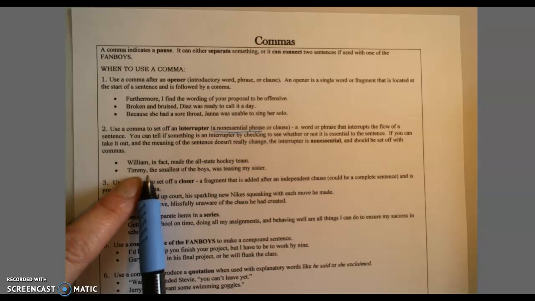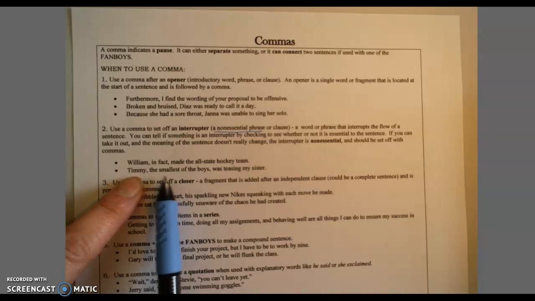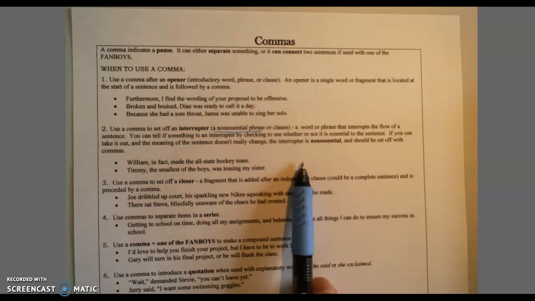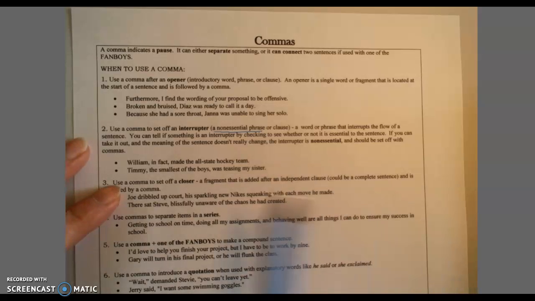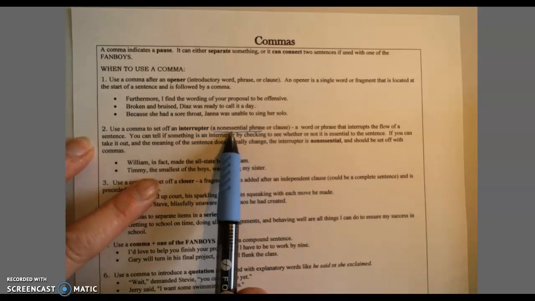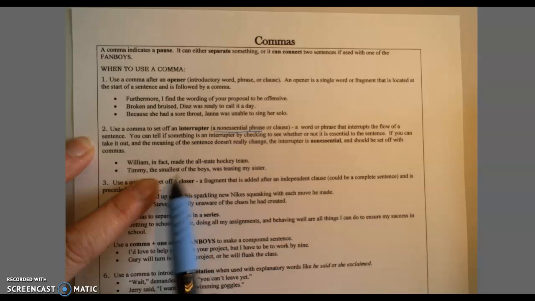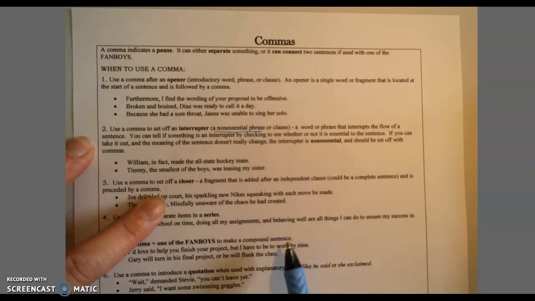It maybe doesn't really matter that Timmy was the smallest of the boys. Another example are those relative clauses, like my brother Carl, comma, who lives in Texas, comma, called yesterday. It doesn't matter that Carl lives in Texas, right? What matters is that my brother Carl called me. So that relative non-essential clause adds extra information, but it's not vital to the clarity of that sentence. So we set them off by commas on both sides.